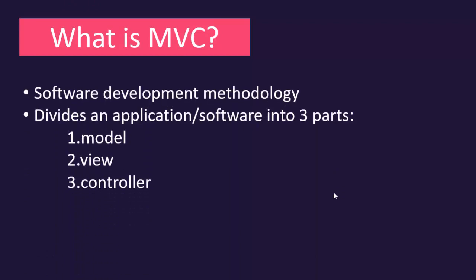So, what is MVC? MVC is a software design pattern or software architecture pattern or software development methodology. The main intention of MVC is proper use of code and making logical code and interface code separated. It divides an application or software into three parts: model, view, and controller.